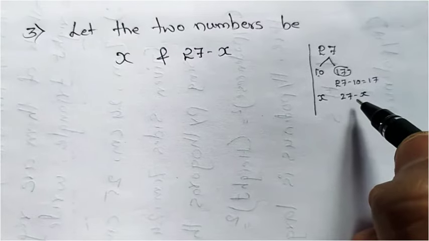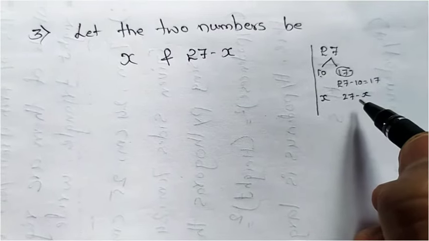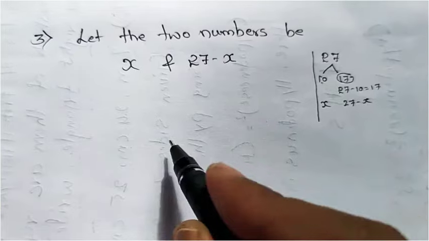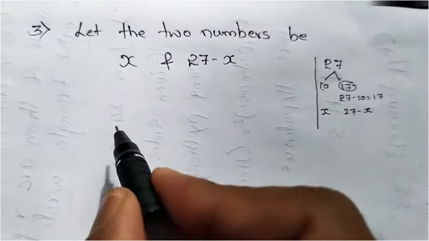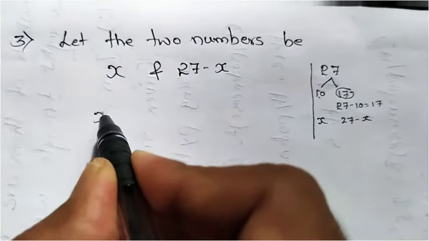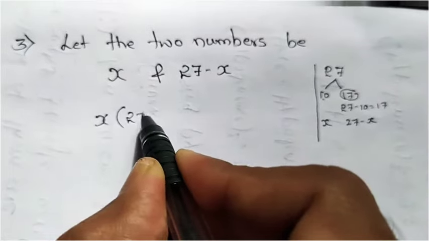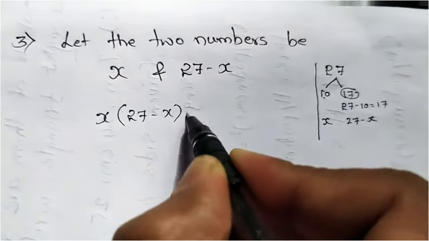And continuing in that problem, they have given the product as 182. Product means x into 27 minus x, x into 27 minus x equal to how much?